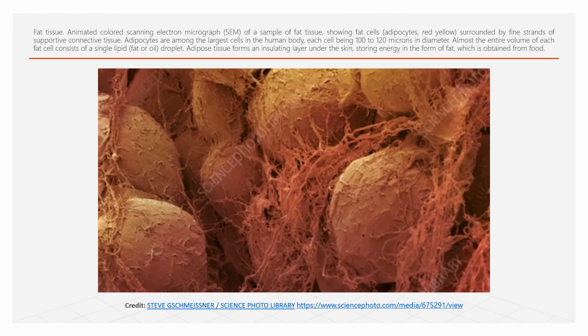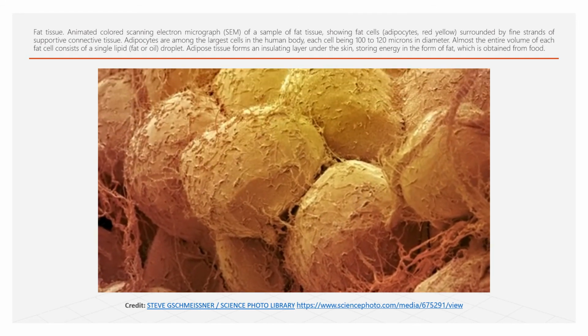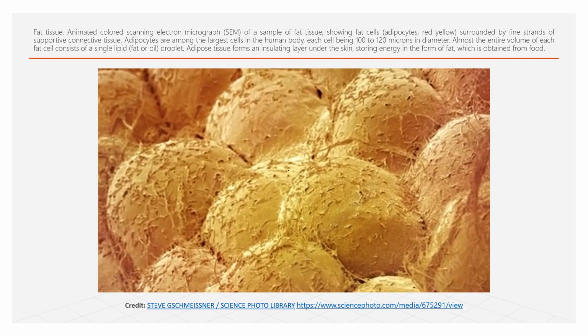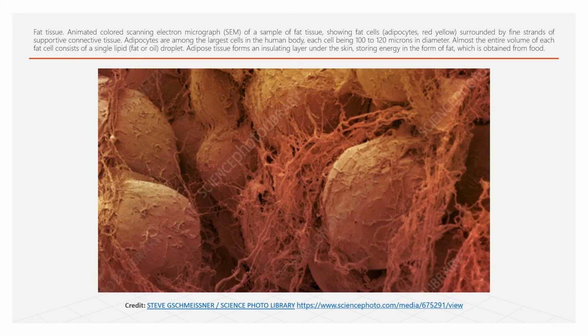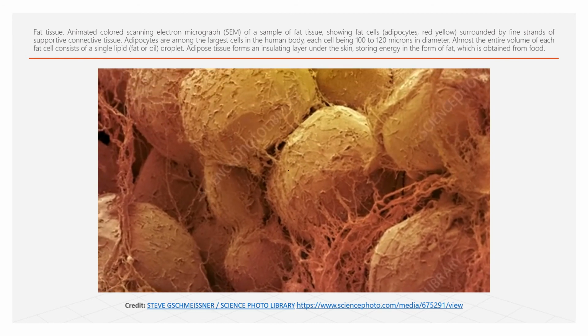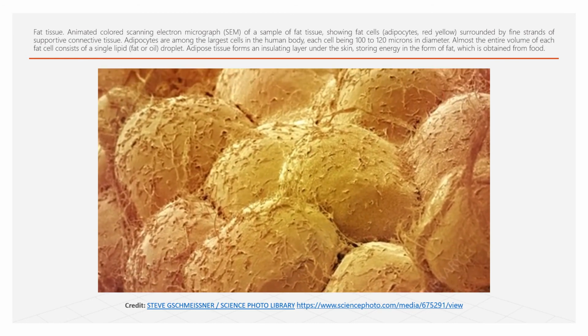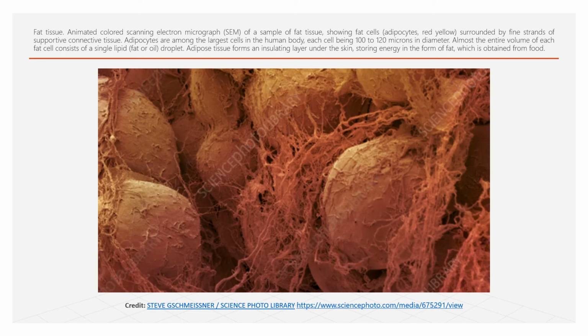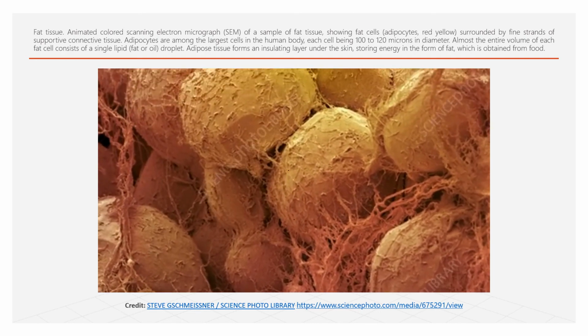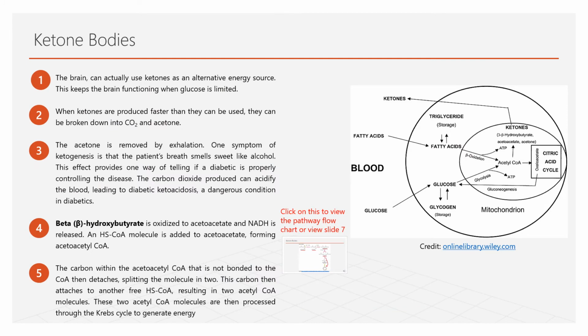Here you are looking at an animation depicting fat tissues. You can see the scanning electron micrograph of samples of fat tissue showing the fat cells, the adipocytes, in red and yellow, surrounded by fine strands of connective tissue. Earlier we learned that excessive fats will be stored as triglyceride in the form of adipocytes. This is a long-term energy storage, and it's important when the body goes through starvation or prolonged fasting.